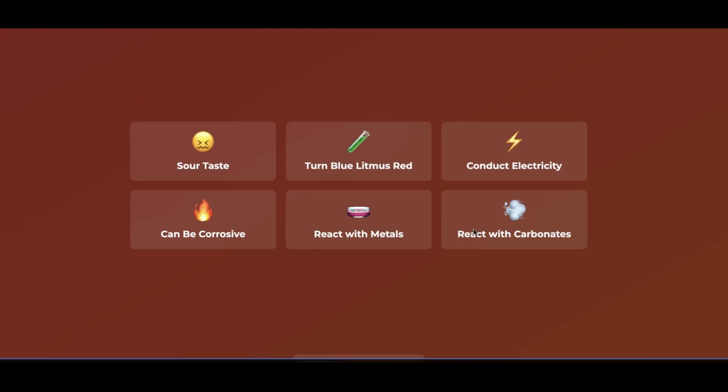Number six, they react with carbonates. Acids react with some compounds called carbonates to produce carbon dioxide, water, and salt. The general equation is acid plus carbonate gives us salt plus water and carbon dioxide. The interactive litmus test shows us how blue litmus paper turns red in the presence of acid.